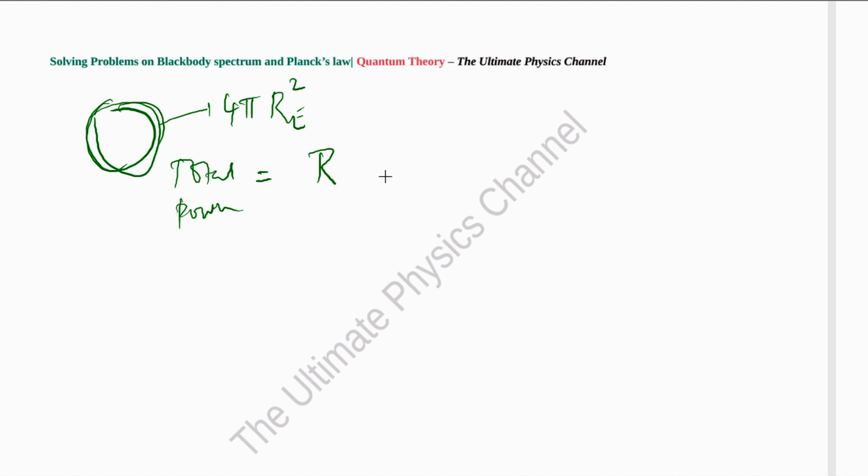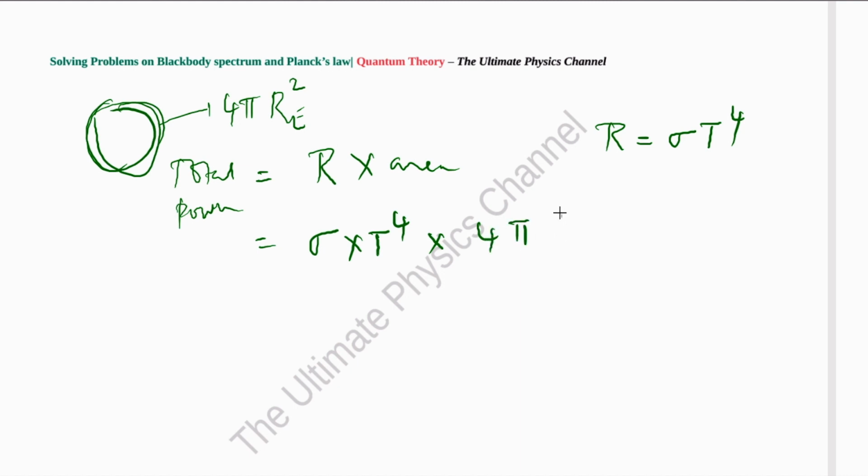The Earth is receiving radiation over an area, that is its surface area, which is 4 pi RE squared, where RE is the radius of the Earth. Now, the total power is equal to the power radiated per unit area, which is given by Stefan's law, times the area. From Stefan's law, R is sigma T power 4, and therefore we have sigma times T power 4 times 4 pi radius of the Earth squared.